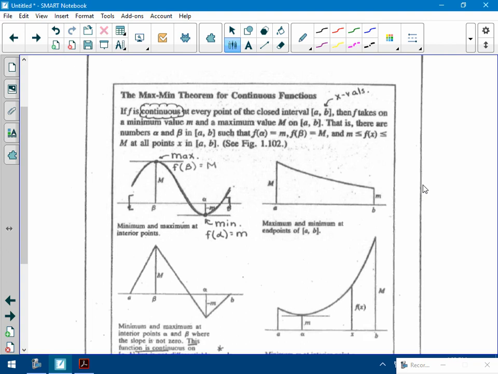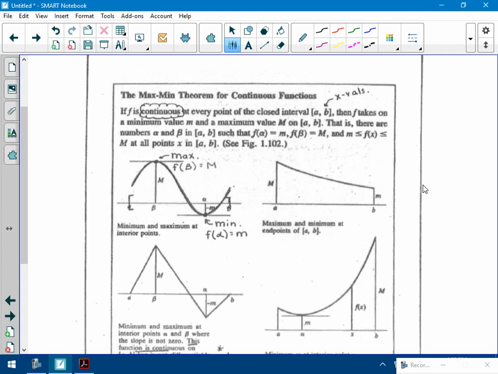This is the max-min theorem. If f is continuous at every point on the closed interval from a to b, then f takes on a minimum value m and a maximum value capital M on that interval a to b. That is, there are numbers alpha and beta within a and b, such that f of alpha equals little m, f of beta equals big M, and little m is less than or equal to f of x, is less than or equal to big M at all points x in [a, b].